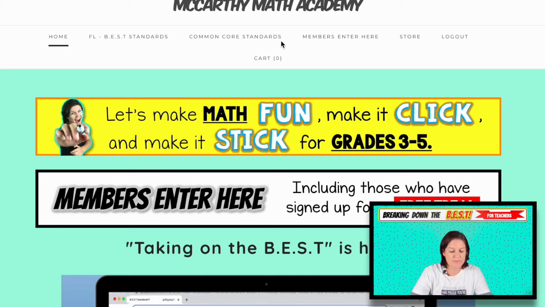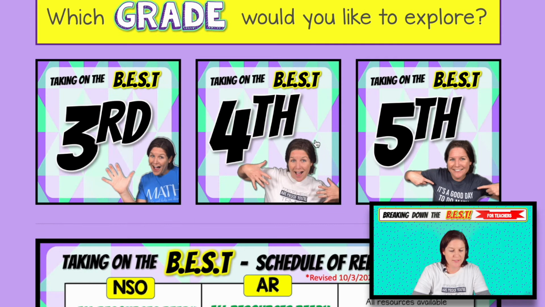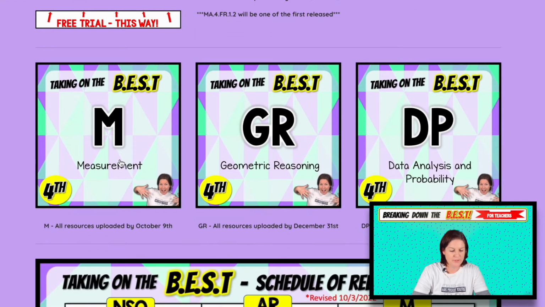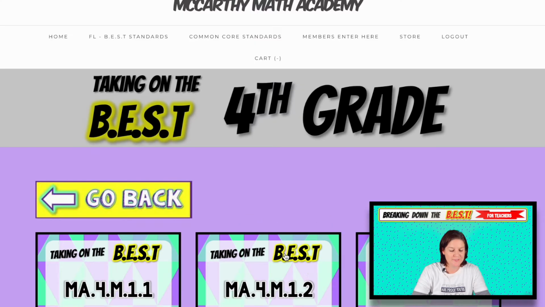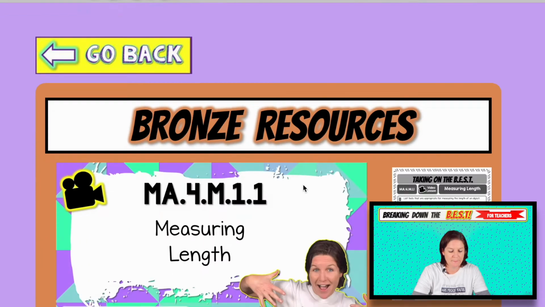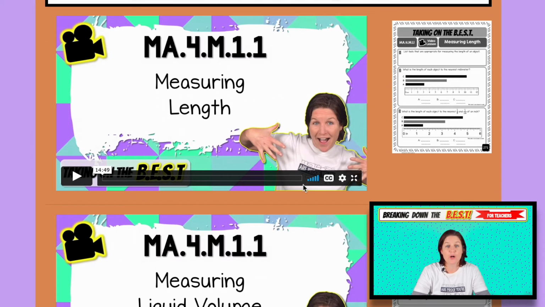So here we are at the website. Let's go to the Members Enter Here tab. Click Taking on the B.E.S.T. You might need to log in. 4th grade. Scroll down to the M strand for measurement. And we are on 4.M.1.1, measuring length, liquid volume, and temperature. Okay, so we open up to your bronze resources.